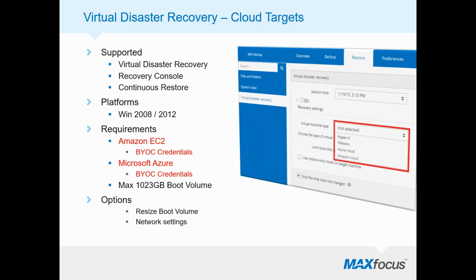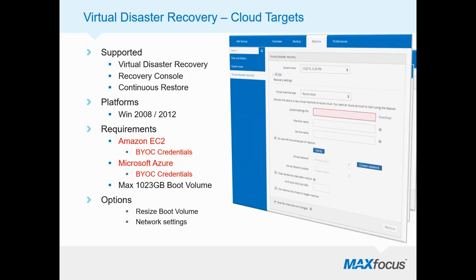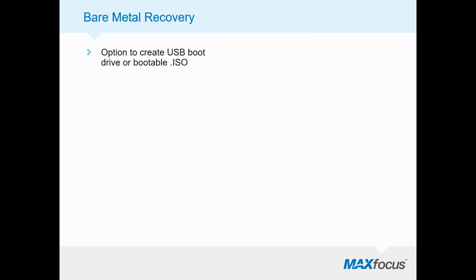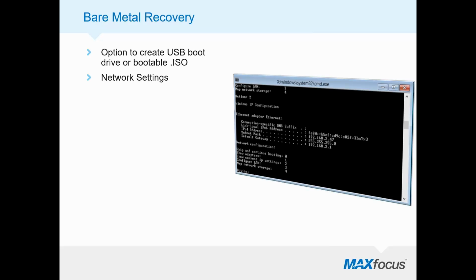So in addition to images and integration with your hypervisor, we also support both Microsoft Azure and Amazon EC2. So if you're interested in sending your data to the cloud, we can do that as well. And last but not least, the 7th option is going to be bare metal recovery. So with bare metal recovery, we give you the option to either create a bootable USB drive, which is great for physical-to-physical bare metal recovery.